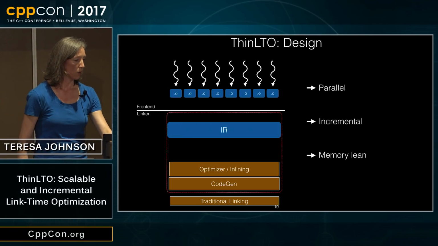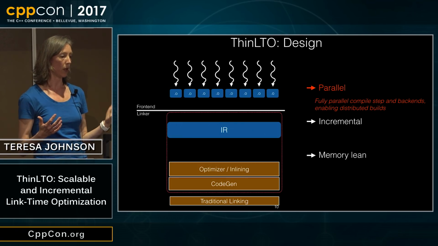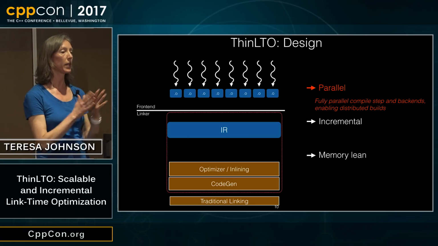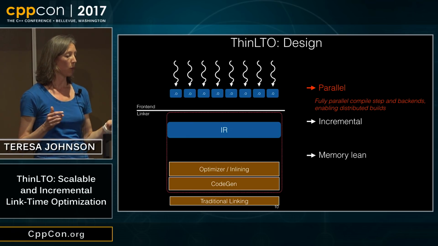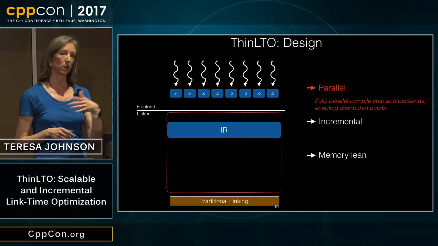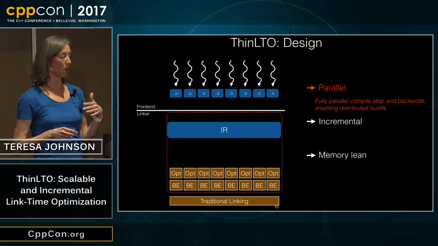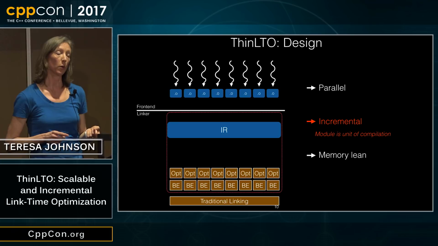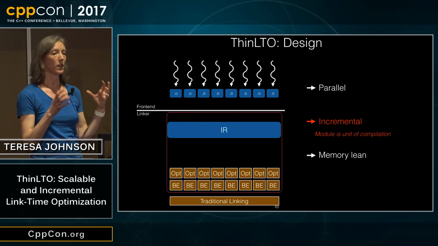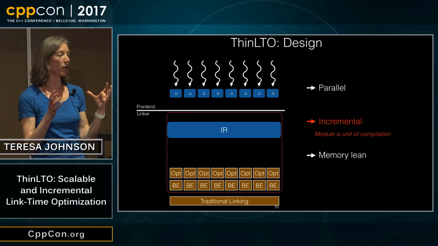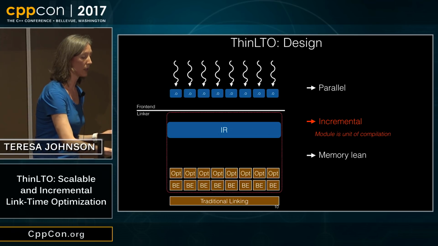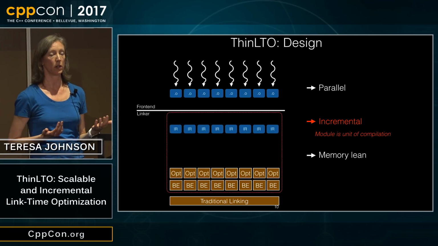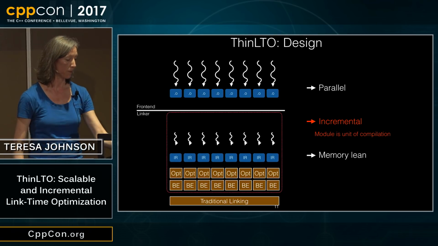So for ThinLTO, what we want ideally for parallelism is to not only have fully parallel compile steps, but we also want those back-end compilations to remain parallel. In order to have effective incremental builds, we need something smaller than the entire application in IR to put in a build cache. So we'd ideally like the backends to operate still on a module at a time.